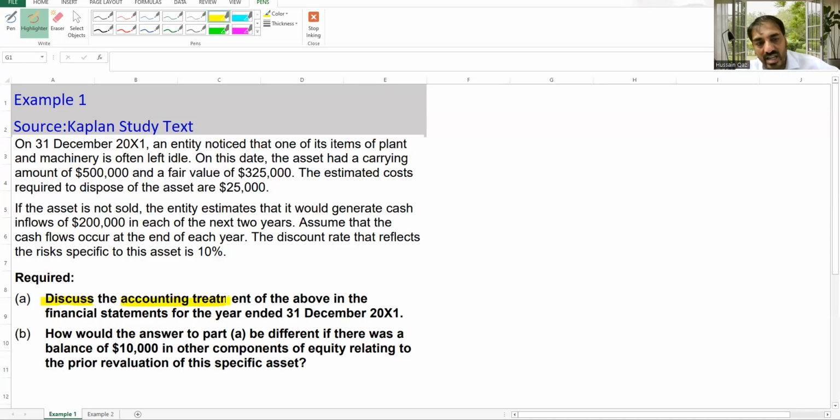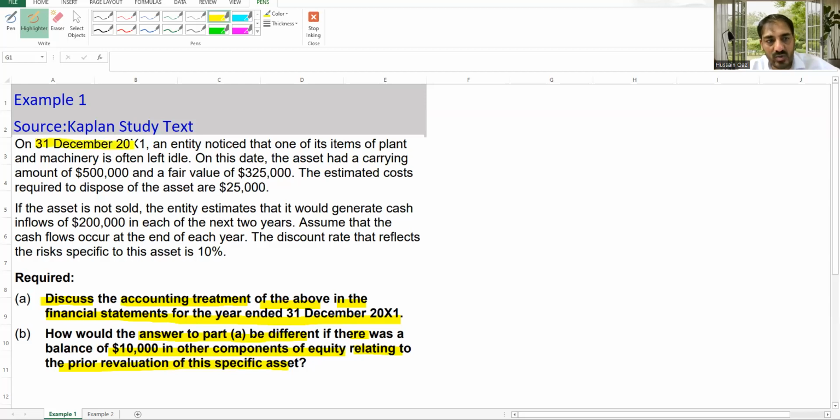Discuss the accounting treatment of the above in the financial statements for the year ended 31st December. And part B: how would the answer to A be different if there was a balance of 10,000 in OCE relating to a prior revaluation of this specific asset?